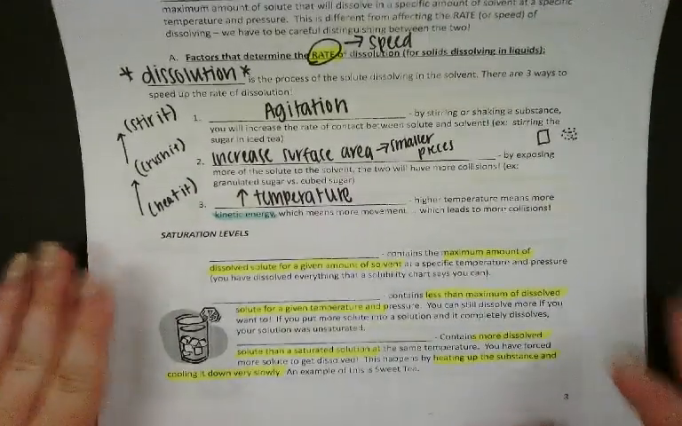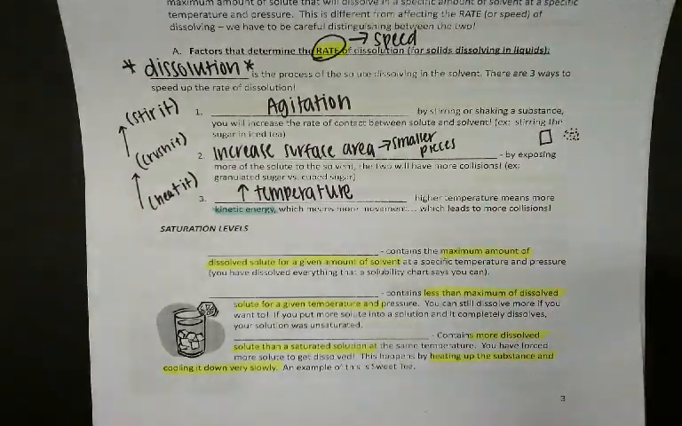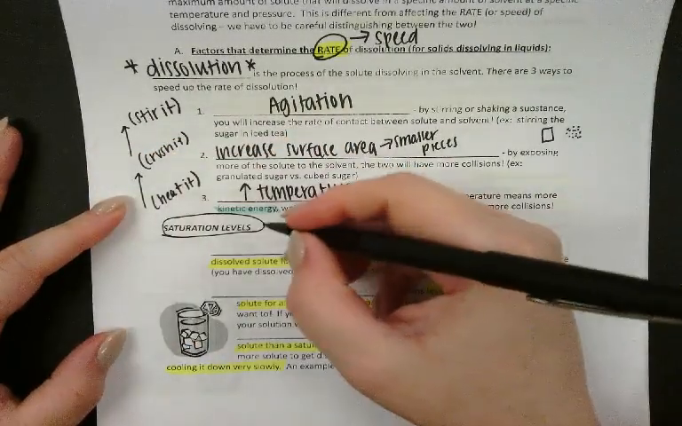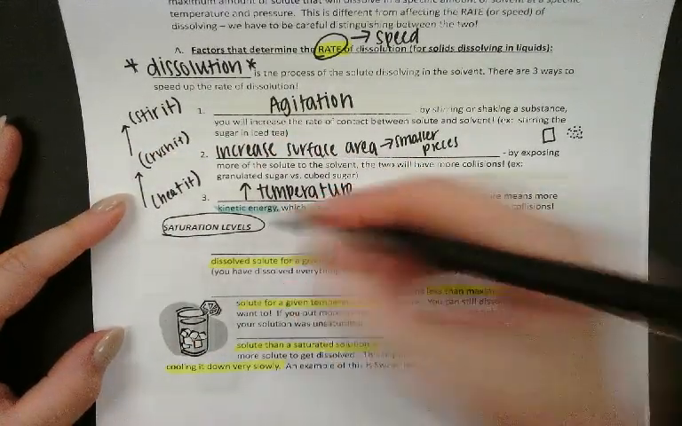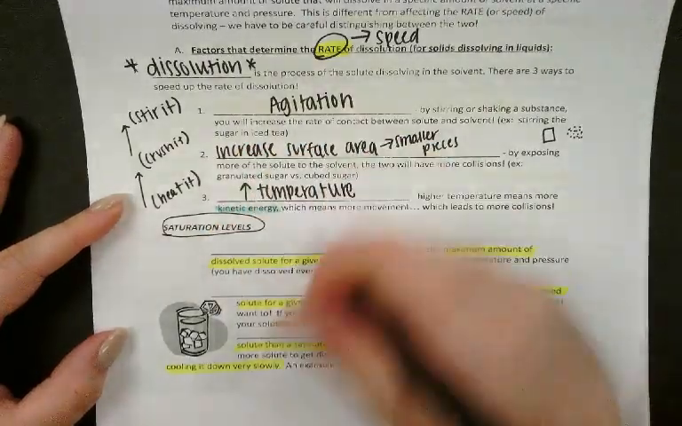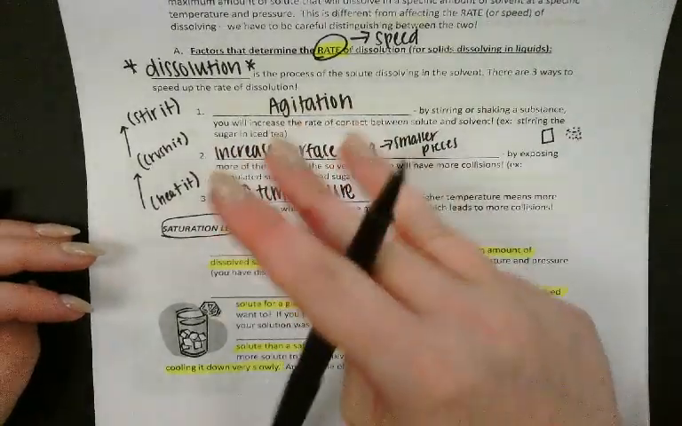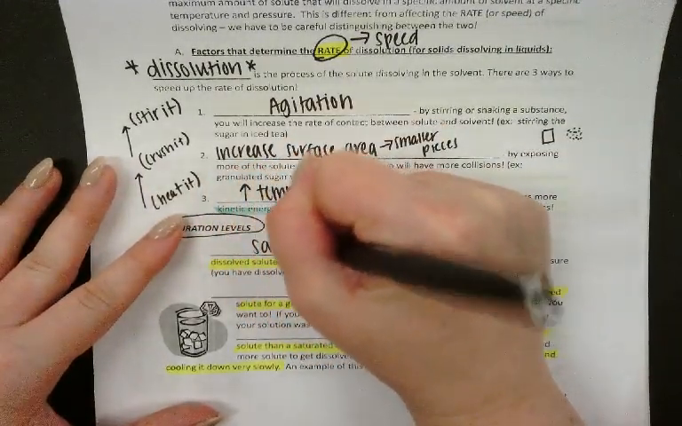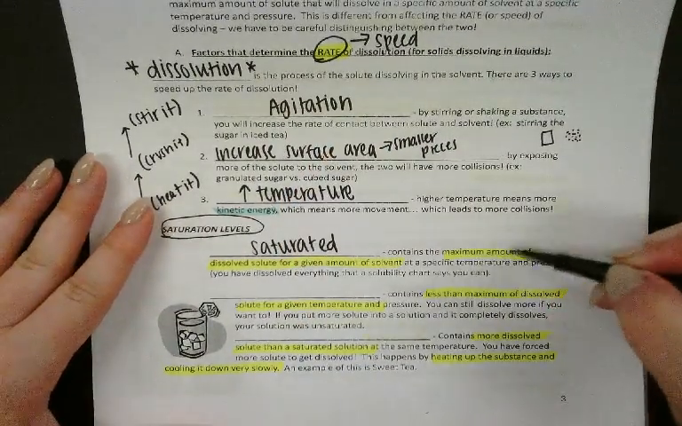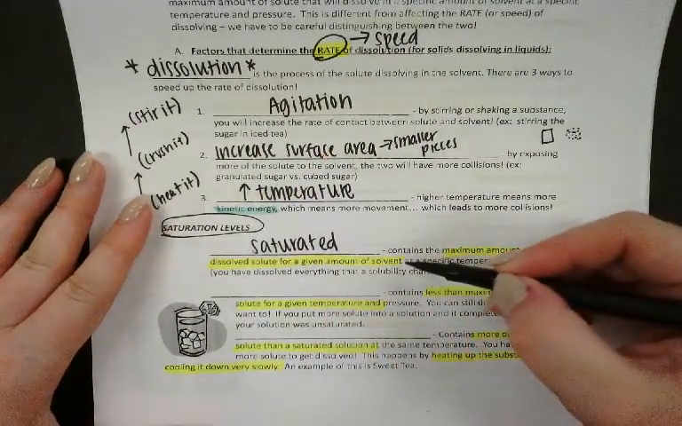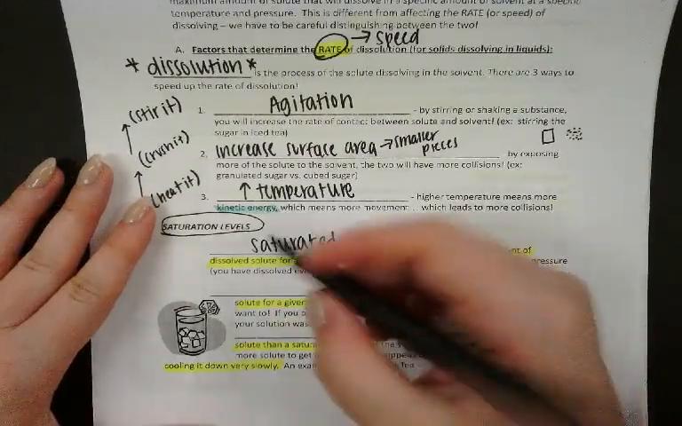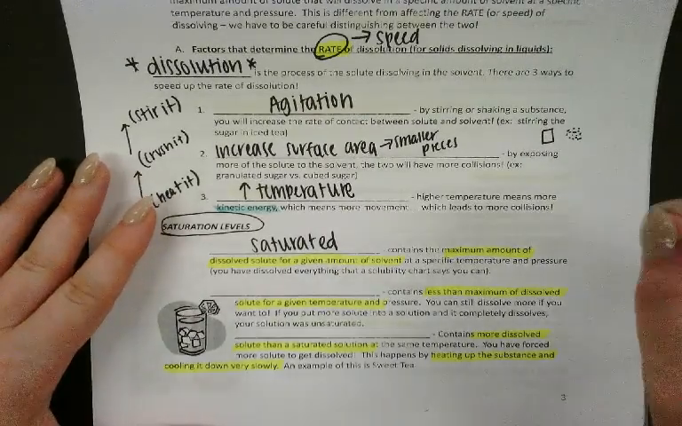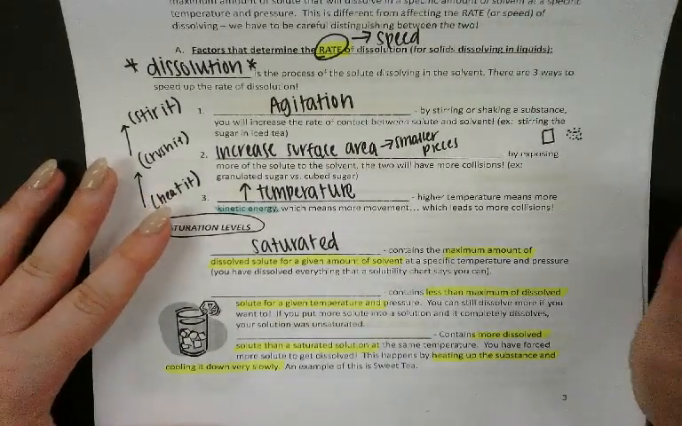Okay, so now we're going to talk about saturation levels, okay? And the saturation levels we will talk about again with solubility curves, but these are first just going to be some definitions. So we have 3 types of saturation levels. When something is saturated, it contains the maximum amount of dissolved solute for a given amount of solvent at a specific temperature and pressure. So this is saying that you have dissolved everything that a solubility chart says you can. So if it says you can dissolve 30 grams and you dissolve 30 grams, saturated.